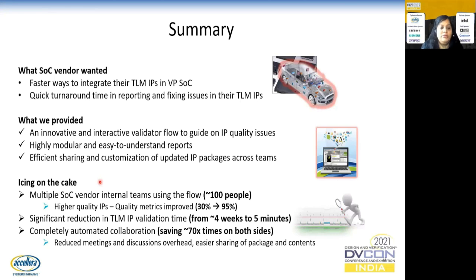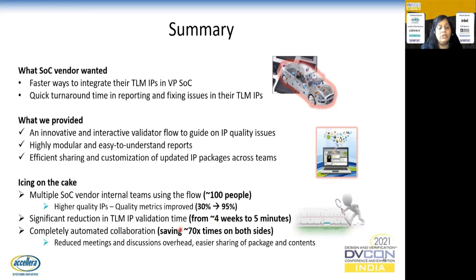Now, the icing on the cake, the real result that we got with the SOC vendor: today there are multiple SOC vendors and internal teams who are using this flow, across 100 people who are efficiently using this flow today. When we started around 2.5 years ago on this flow, the TLM IPs that we used to receive from the vendor were really bad quality, not more than 30% qualified. But after using this, the flow really pinpoints the issues. It has also made the vendor learn in the process. And today, the IPs are qualified as much as up to 95%.